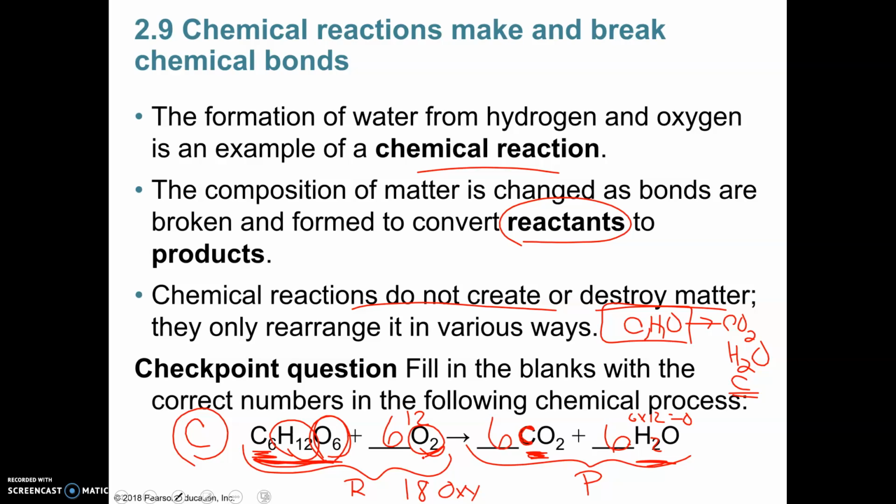Let's double check. 6 times 2, so that's 12 oxygens in the carbon dioxide. 6 times 1 is 6, 6 more oxygens in the water. 12 plus 6, 18 oxygens come out on the other side.